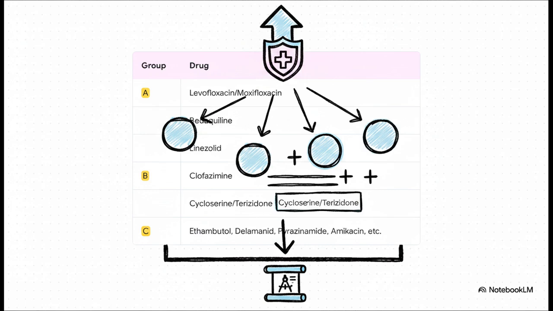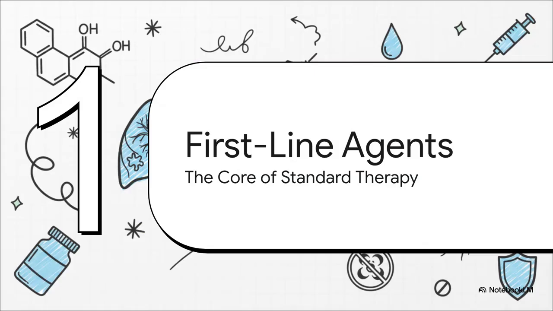And only if you still don't have a strong enough regimen, at least 4 drugs that you know will work, only then do you dip into Group C to round things out. This ABC hierarchy, this is the modern blueprint for beating MDR-TB. Okay, so let's shift focus to the absolute bedrock of TB treatment, our 4 first-line agents. For any regular, drug-sensitive TB, these are your go-to guys: isoniazid, rifampicin, pyrazinamide, and ethambutol.